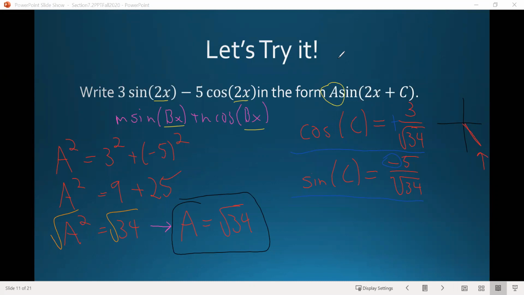From here we can find the value of c by using inverses in our calculators, and we can do either inverse sine or inverse cosine. I'm going to do inverse cosine. So I'll do inverse cosine of 3 over square root of 34.